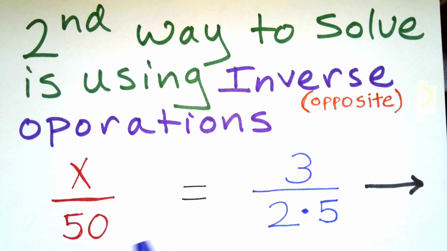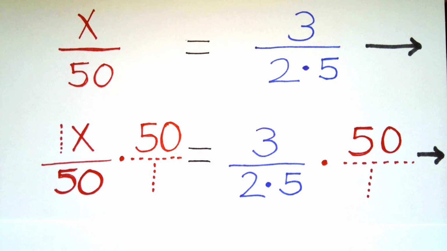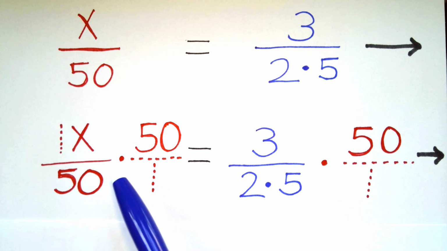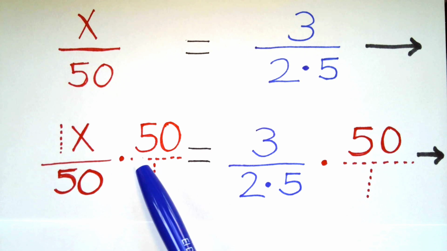X divided by 5 equals 3 divided by 2.5. Right? I want to get X all by itself. And so what's the inverse? What's the opposite of being divided by 50? What's the opposite of division? Hey, if you said multiplication, you are absolutely correct. So the opposite of dividing by 50 is to multiply by 50.